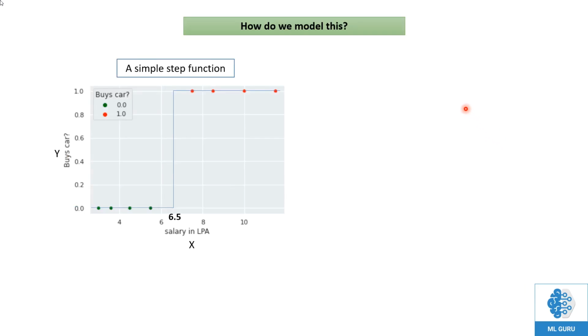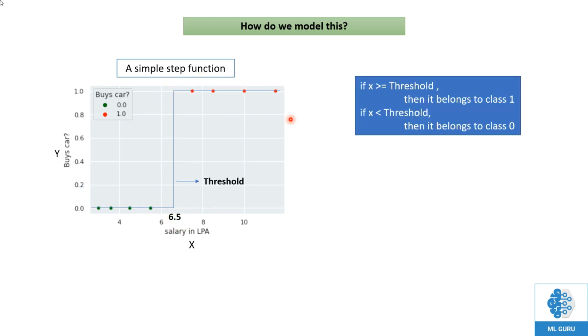Now let's see how we model this. By modeling, we mean which mathematical function should fit on this type of data. So we will start with a simple step function. The step function is a very simple function which you can see in this figure denoted in blue color. In this we select a threshold. Let's say we select a threshold of 6.5 LPA. So all the points which are less than 6.5 LPA will be classified as 0, and all the points which are equal to or greater than 6.5 are classified as 1.